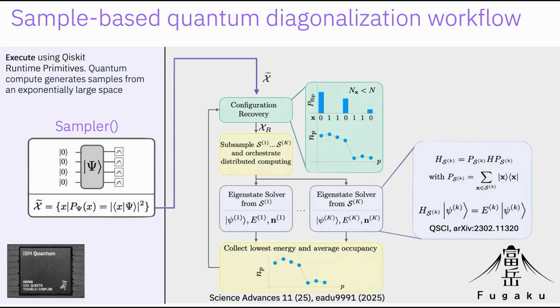Then we subsample by frequency from that measurement set, and we create a bunch of k batches of measurements, and within each batch of measurements, we project and diagonalize a target system Hamiltonian in a subspace spanned by those measurements. Then at the end, we check which one of these batches gave us the lowest energy, and that's our final solution. And then we can iterate this and go back to the configuration recovery step, which takes as an input average occupancies from this step here. We do this a few times.